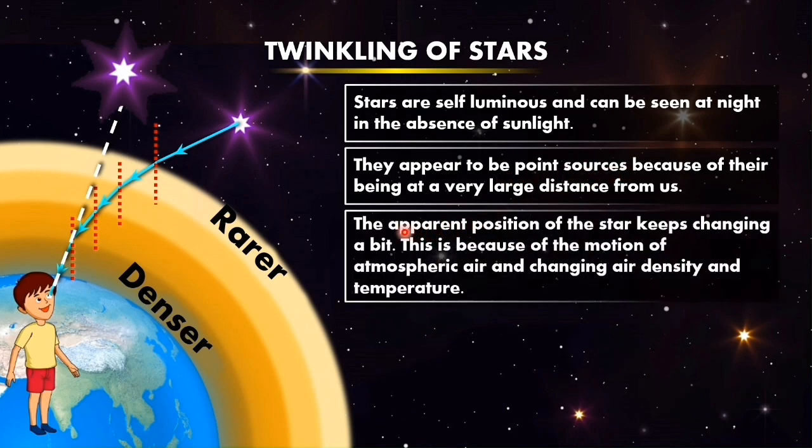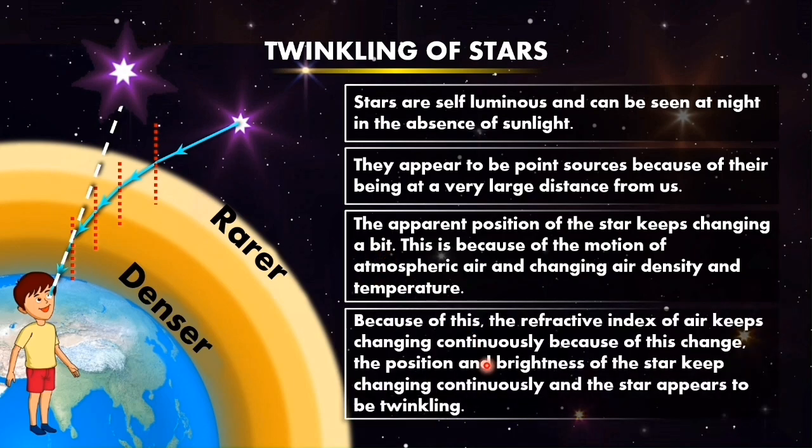Clear? Now see, the apparent position of the star keeps changing a bit. This is because of the motion of atmospheric air and changing air density and temperature. So the star's position keeps changing because of the motion of atmospheric air, changing air density and temperature. Because of this, the refractive index of air keeps changing continuously, and because of this change, the position and brightness of the star keep changing continuously, and the star appears to be twinkling.